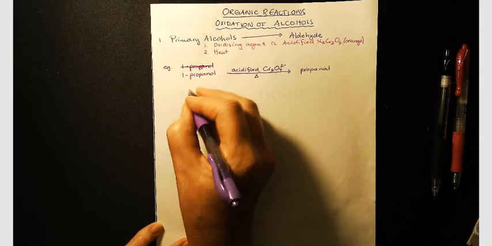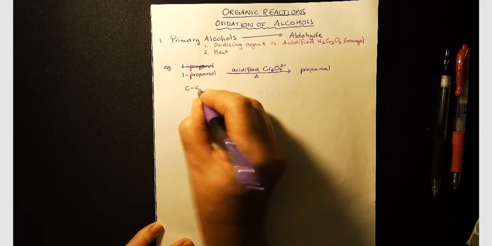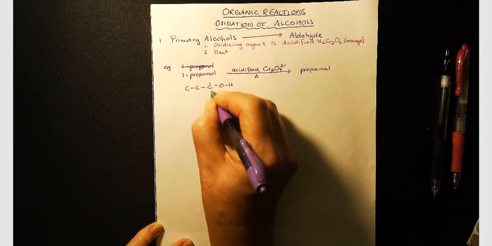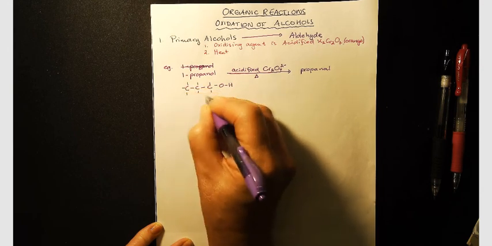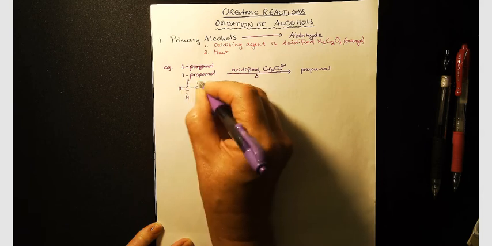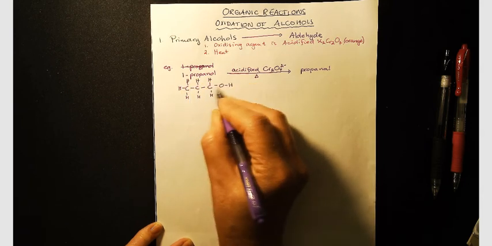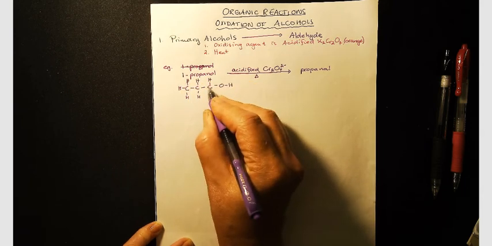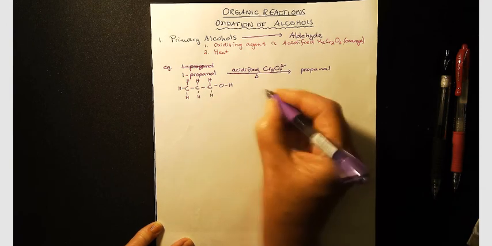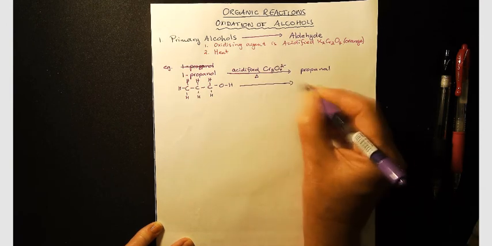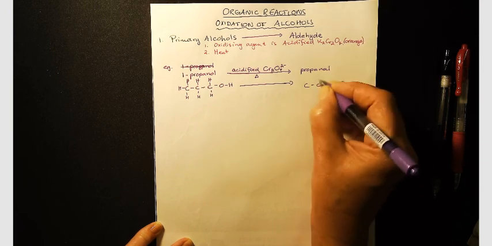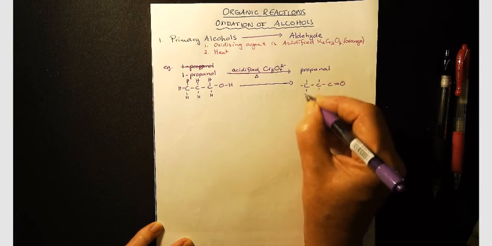In terms of structural formulas, 1-propanol, you see it's a primary alcohol because the carbon to which the hydroxyl is bonded is joined only to one other carbon. So this turns into propanal, which is an aldehyde.